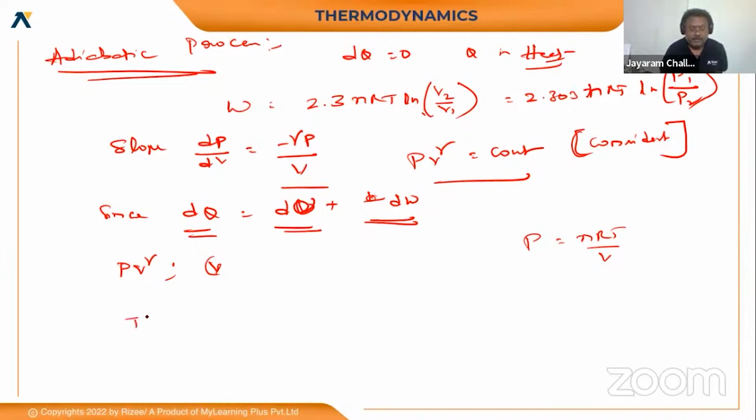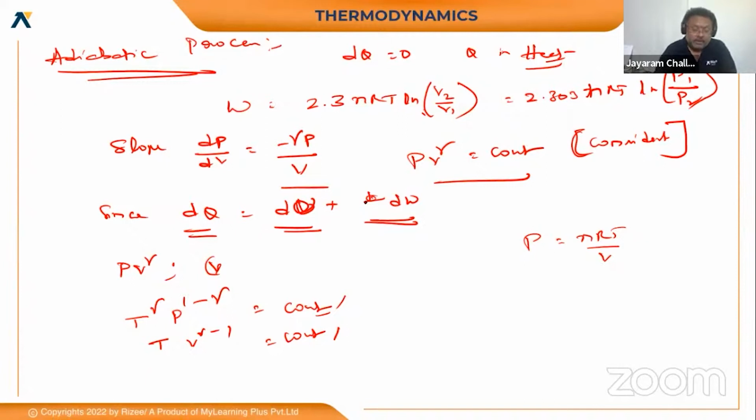For temperature and P, T power gamma into P to the power of 1 minus gamma is equal to constant. The third type is T into V to the power of gamma minus 1 is equal to constant. So these two are very, very important. Please be careful.